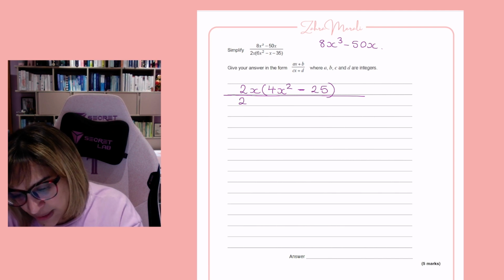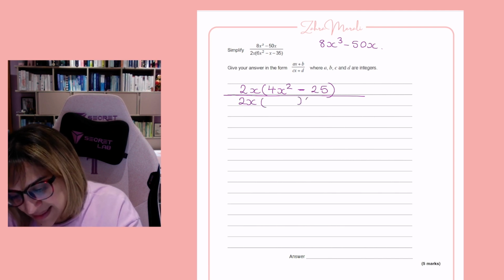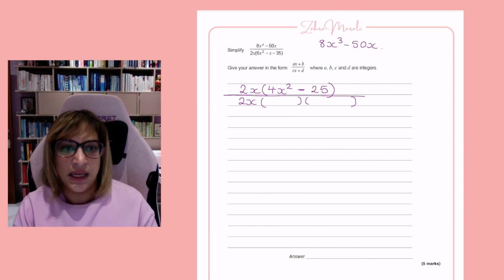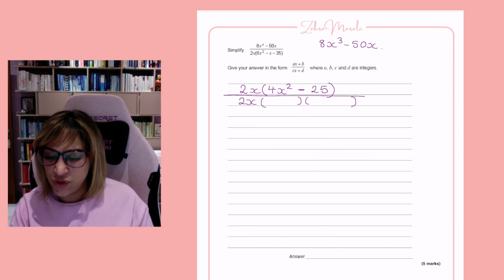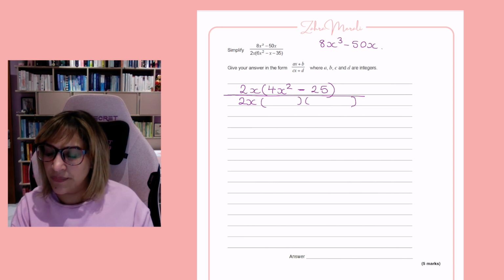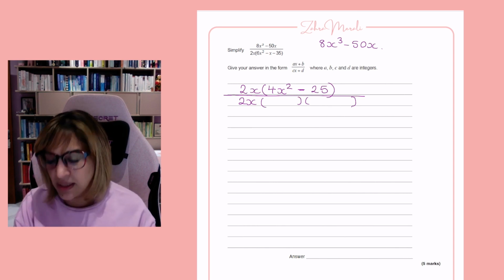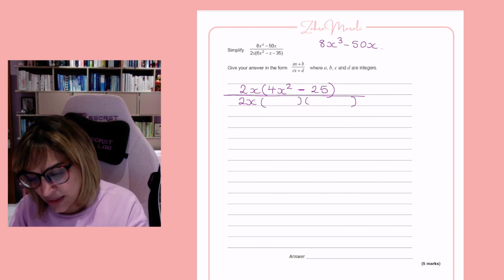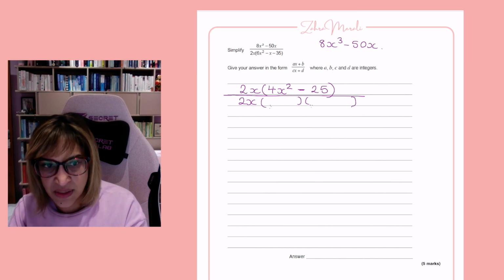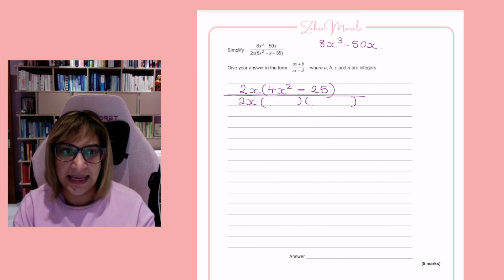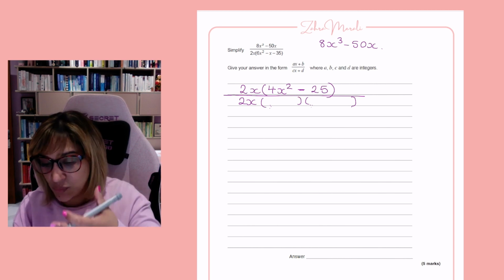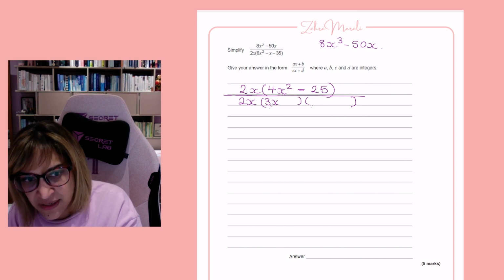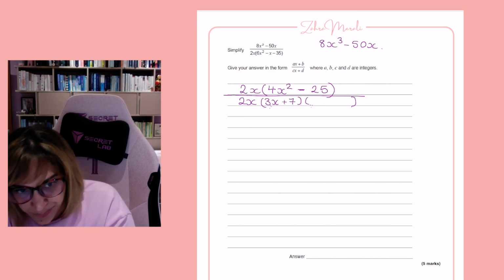And then we'll have 2x on the bottom, and this hopefully is a double bracket. However you factorize, that's totally up to you. You could do 6 times 35. You could look at it and go, well, I've got 2 numbers that multiply to 6, and 2 numbers that multiply to minus 35. There's various methods to do the factorization.